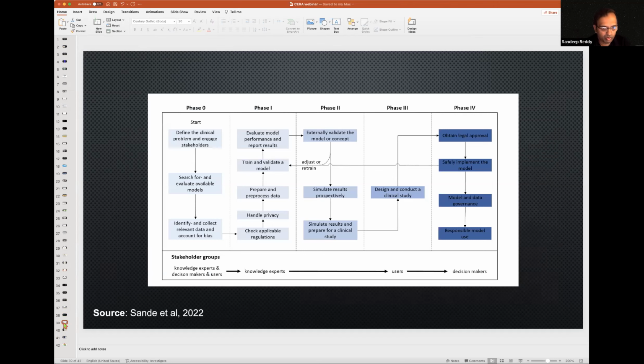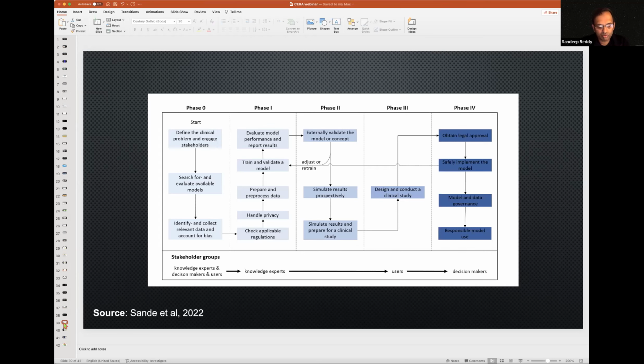I don't want to be overtly biased by just introducing my perspective to you. I also want to cover some other perspectives. This is a nice view of how AI can be adopted into healthcare by Sandeep et al. It was a recent publication. Basically, they discuss that if you include the 0 phase, there are 5 phases through which AI models can be introduced into healthcare.